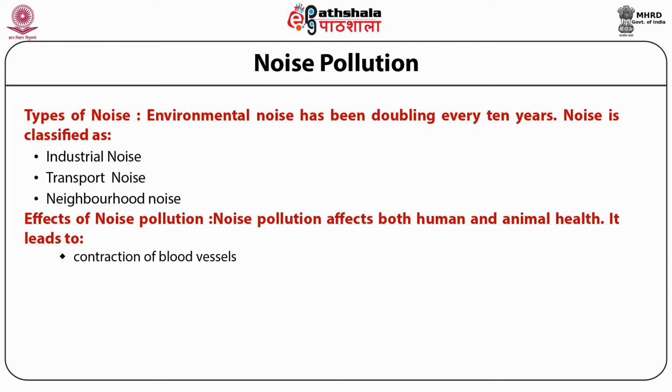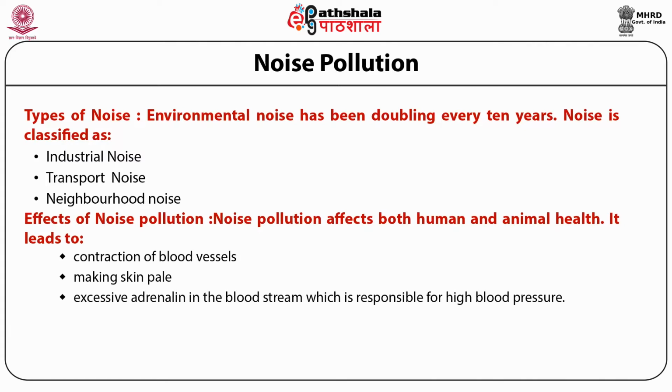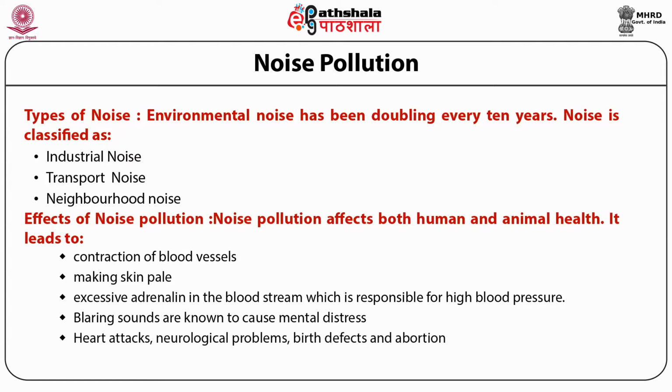The major effects of noise pollution on both human and animal health lead to the contraction of blood vessels, making skin pale, and excessive adrenaline in the bloodstream, which is responsible for high blood pressure. Blaring sounds are known to cause mental distress, heart attacks, neurological problems, birth defects, and abortion. Muscle contraction leading to nervous breakdown, tension, etc. are the major impacts of noise pollution on human and animal health.